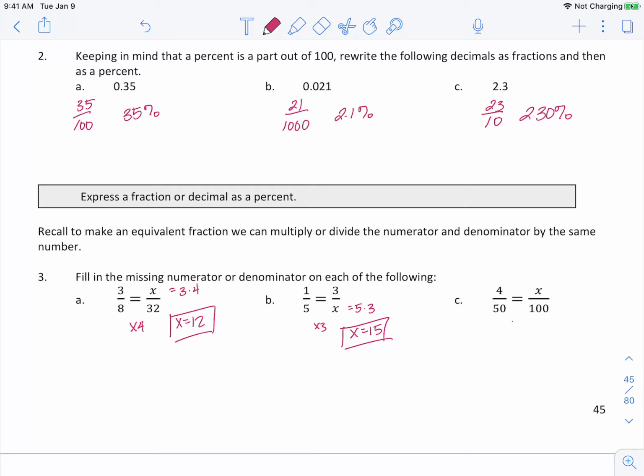All right, in this case, we're multiplying by 2. So here we have x is going to be 4 times 2. So x equals 8.